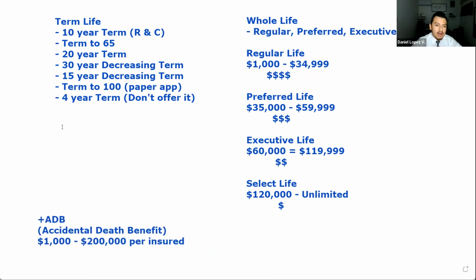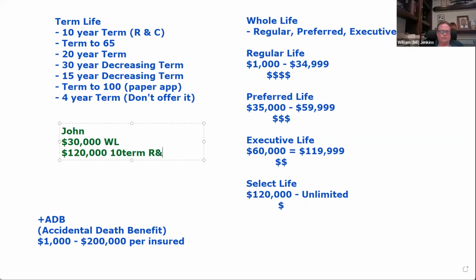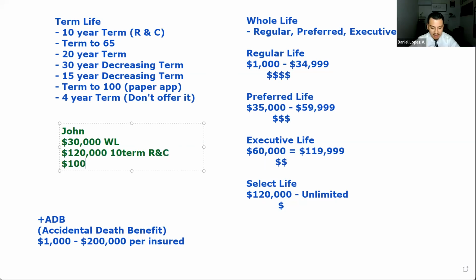So let's do a quick practice. Let's say John here has 30,000 of whole life, 120,000 of 10-year term, income protection, and then he has 100,000 of ADB.